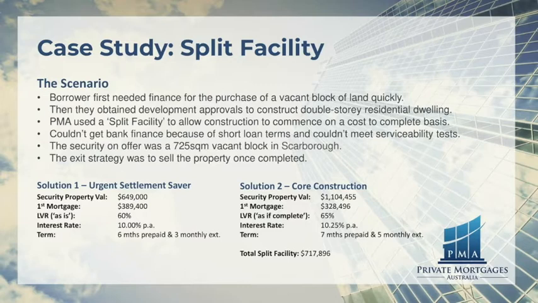In total, it was the total split facility. If you add the facility limits of both the solutions together, it's worth $717,000. And yeah, we've got a very happy borrower who wouldn't have been able to do the project because they just didn't have the serviceability to meet bank standards. And so yeah, they know that they're going to be turning a profit on this one.